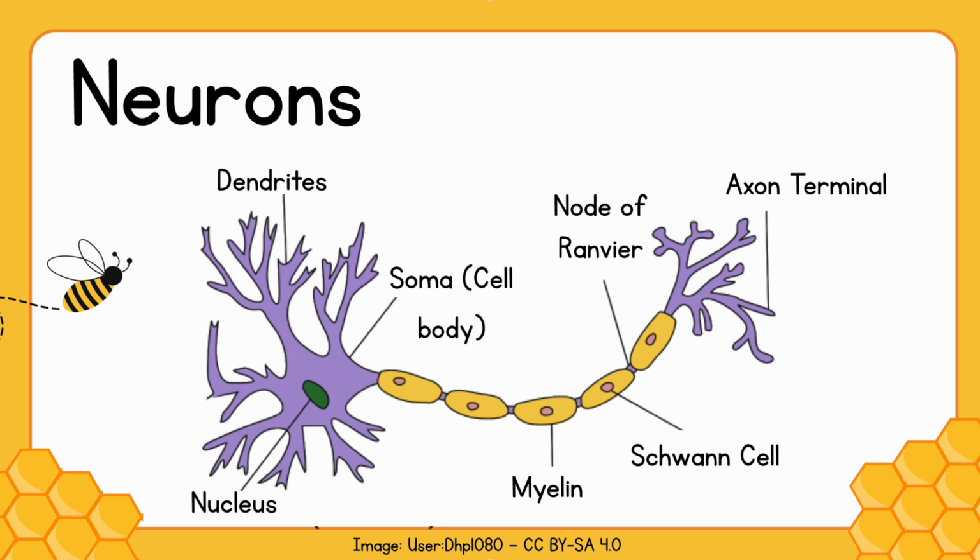And then at the very end, we have the axon terminal, which releases what are called neurotransmitters. These are signaling molecules that will be transferred to the next neuron in what we call a synapse. So this is the general structure of a neuron, something that will definitely come up quite a bit in Brain B.